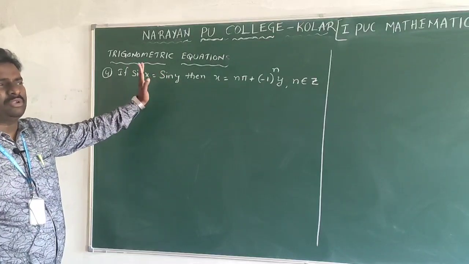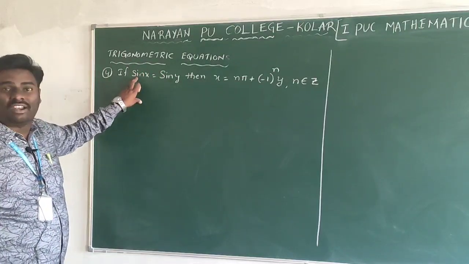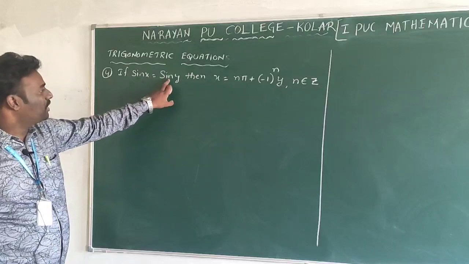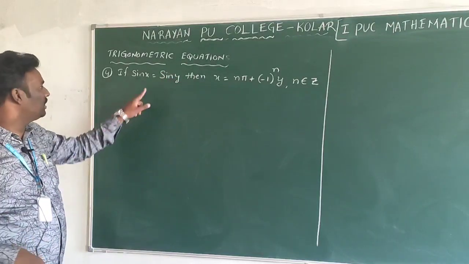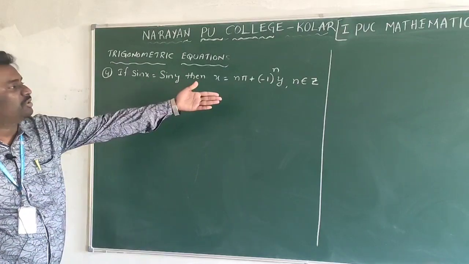Why am I converting into sine? The left side function is already in terms of sine. If you convert the right side also in terms of sine but within the range, then you can get the principal solution easily.